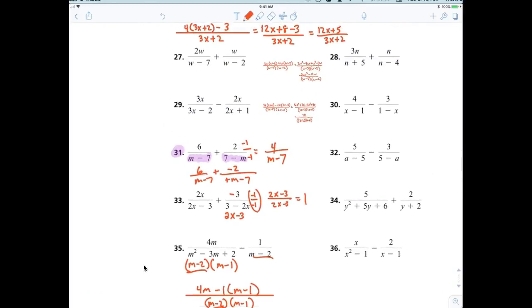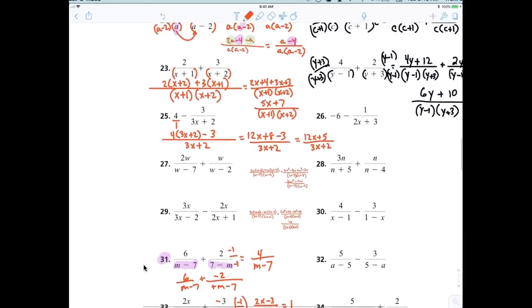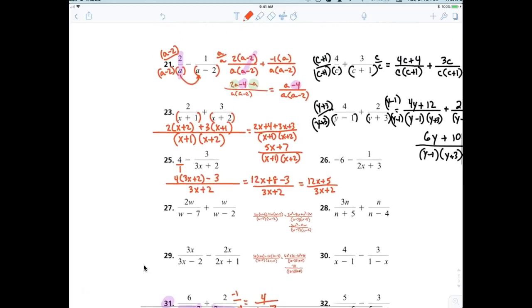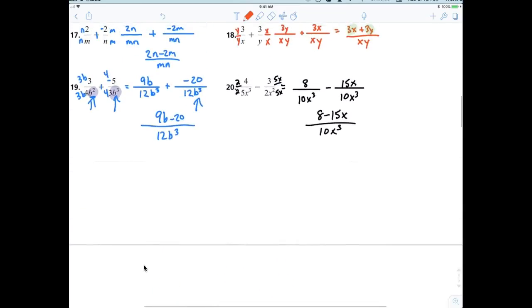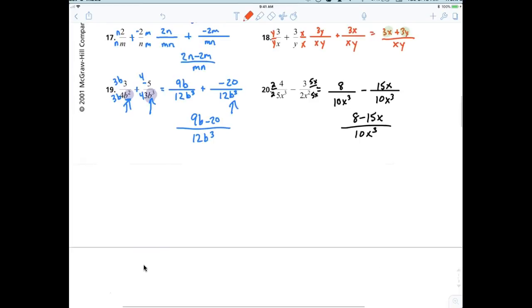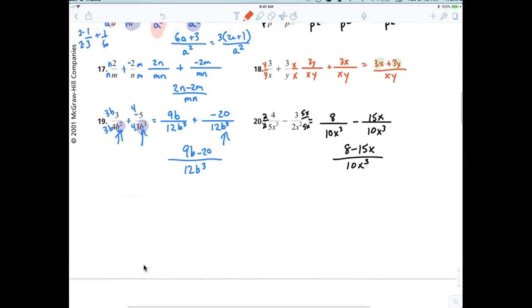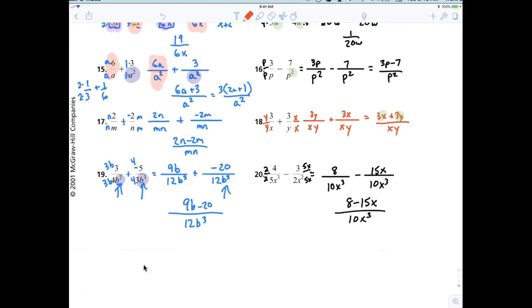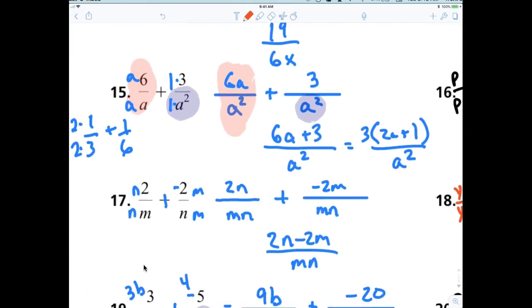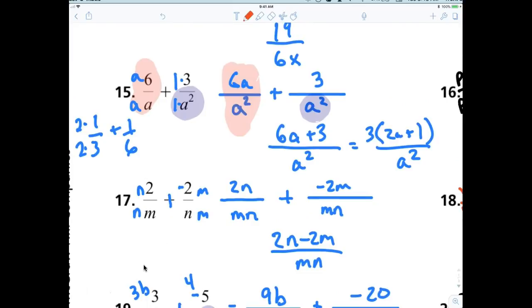So let's go back. Let me try to find one that's like that. Even something like 15 over a and a squared. The common denominator was a squared. You with me? We didn't have to do a cubed. You with me? All right.